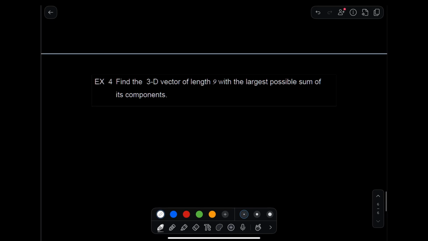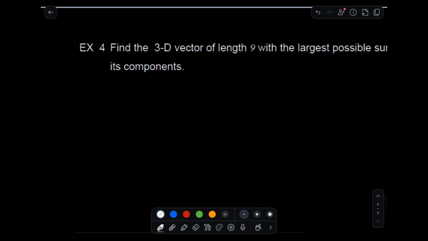And then last but not least, example 4, find a 3D vector of length 9 with the largest possible sum of its components. Try this one on your own, and feel free to pause the video. All right, so for this one, this is going to be covered over in our next section called Lagrange multipliers. This is still a good one to try, though. I would recommend this one. It's a nice little brain teaser.